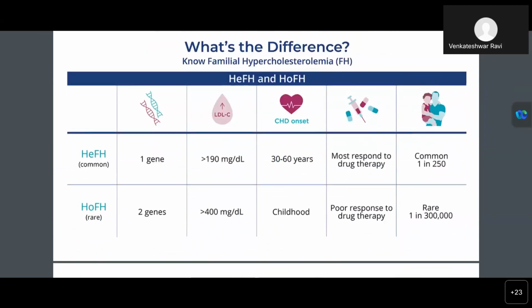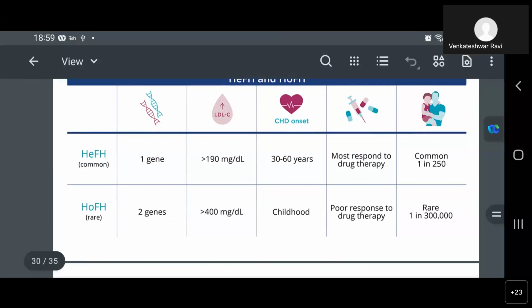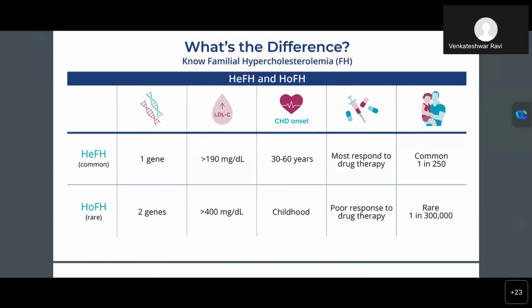So what's the difference between homozygous and heterozygous familial disease? There is one gene involved in heterozygous and two genes in homozygous. The LDL cholesterol level is more than 190 in heterozygous, whereas in homozygous more than 400. Onset of CAD is between 30 to 60 years in heterozygous, whereas in childhood in homozygous. They respond very well to drug therapy, with very poor response to drug therapy in homozygous. Most common is heterozygous familial hypercholesterolemia and rare is homozygous.